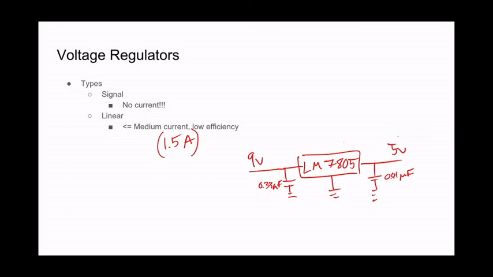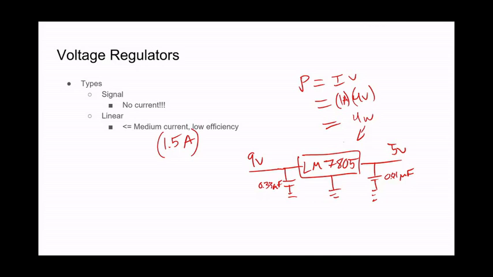If we just look at the math here, if we're drawing, let's say, 1 amp, the power being dissipated by this voltage regulator is equal to the current times the voltage being dropped. So in this case, it'd be 1 amp times 4 volts, which means we're burning off, in essence, 4 watts of power in this chip. They're capable of doing this, but it's really, really hard on the system.